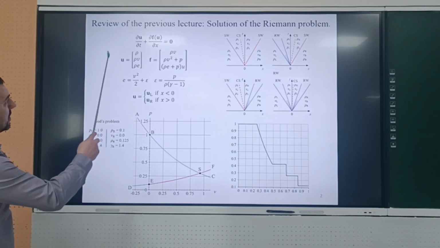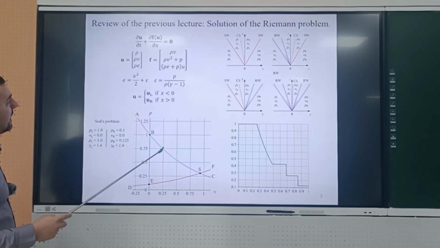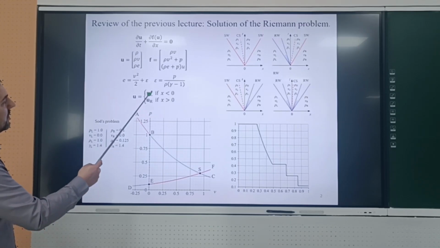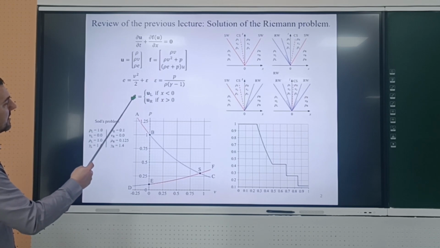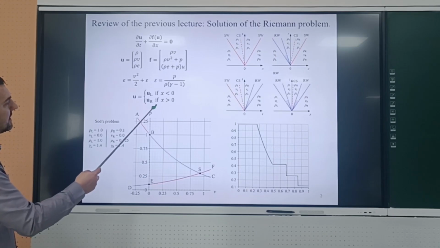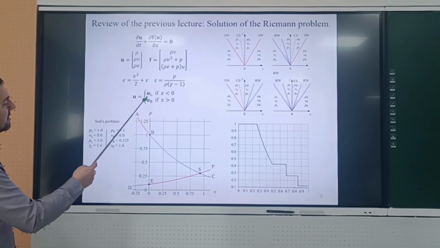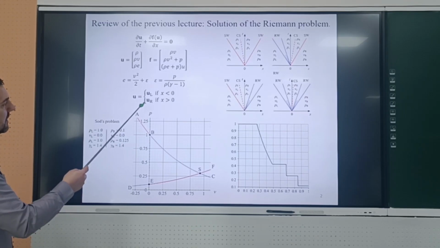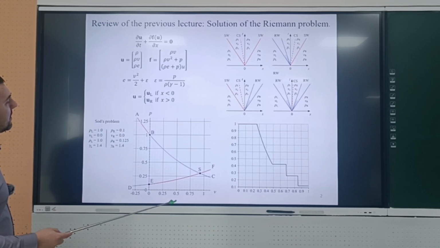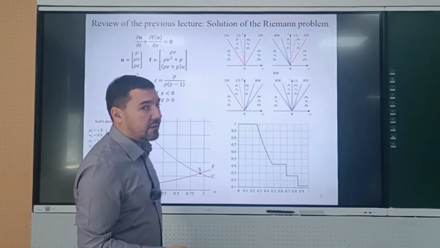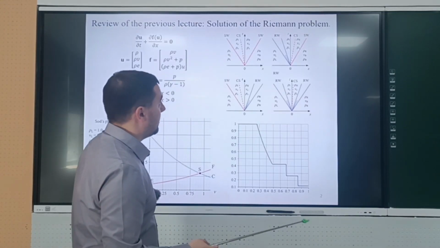We considered the Riemann problem for the Euler equations. It means that we considered the Cauchy problem, or initial value problem, with a discontinuity in the initial data. So for x less than 0, we have a conservative variables vector UL, and for x greater than 0, we have a conservative variables vector UR. And in general, there is no relationship between these two vectors at all. And the question is what the structure of the solution will be.